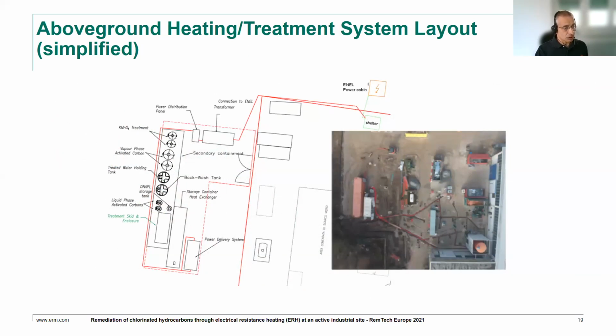This is the map and the layout of the system with the different units. You can see also a photograph during the installation. So there was a powered unit delivery system connection with the transformer of the energy provider. Then the other important point is the extraction system and the treatment system of water and vapors.